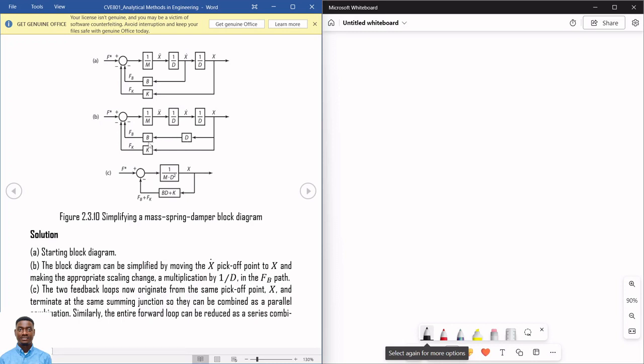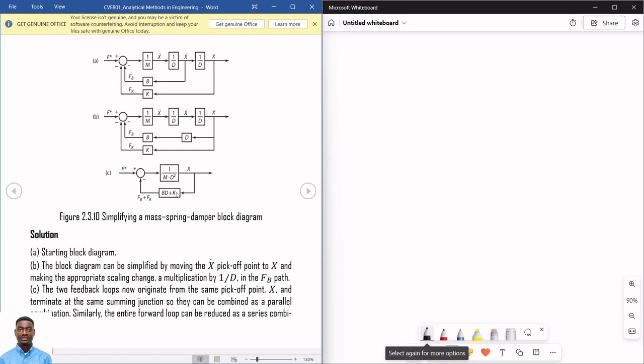So when we have bd, it now becomes parallel to this. Why? Because the same signal flows into this line of the block and also this line of the block, because the same output here is being picked off from here and another pick-off point is here. The same signal that is flowing here is the same one that is flowing here. So based on that, these two blocks are in parallel. So BD is now in parallel with K. When they're in parallel, you add them. So that will be BD plus K. And that's why we have BD plus K here.